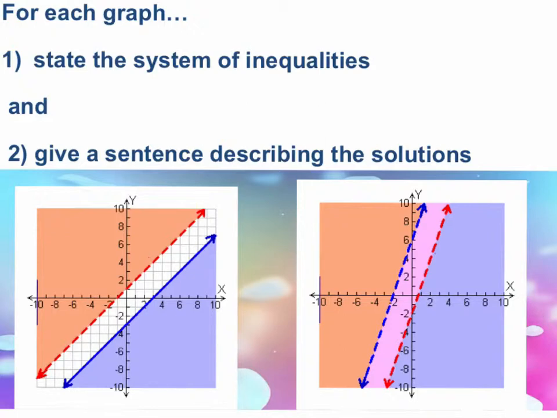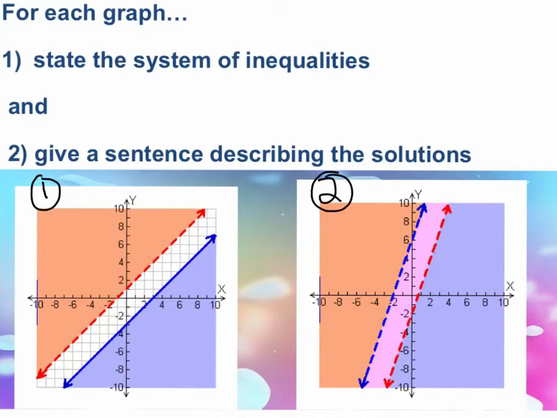Here's an example for you to try on your own. For each graph, you need to state the system of inequalities and give a sentence describing the solution. So you've got to do two things. State the system of inequalities and give a sentence describing the solutions. So this is the first graph here and the second graph.